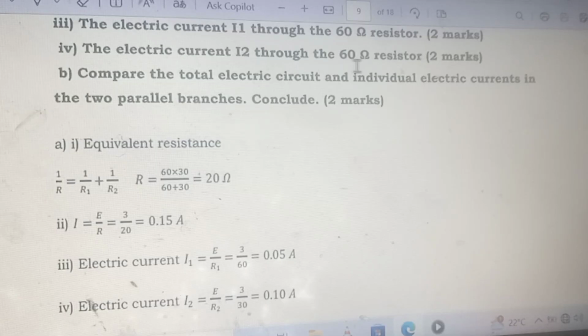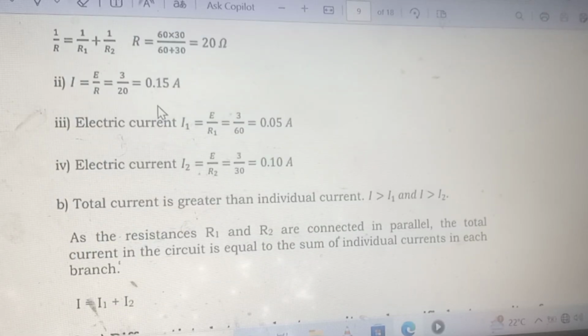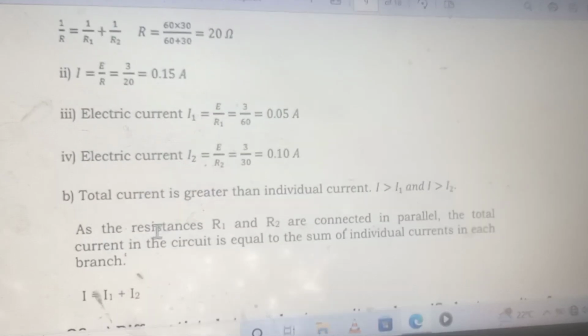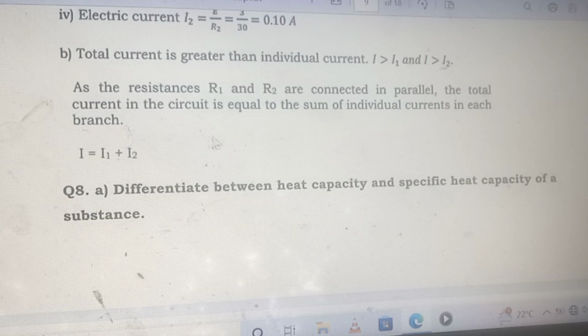You see here the 60 ohm is a mistake; it is a 30 ohm resistor. You see that. This is the solution. B. Compare the total electric current and the individual electric currents in the two parallel branches. Conclude. This is the solution.